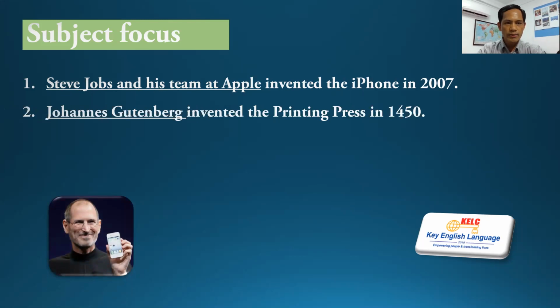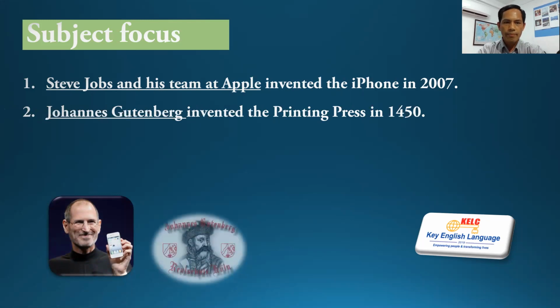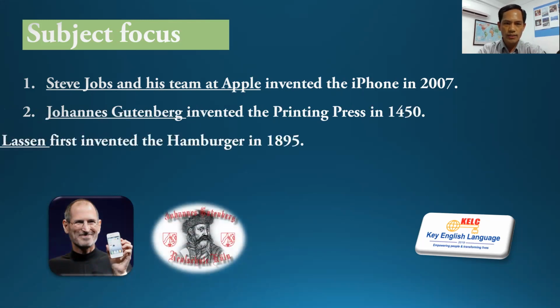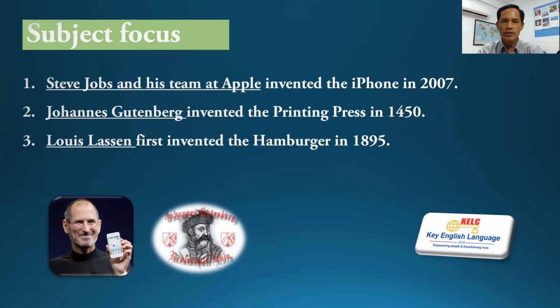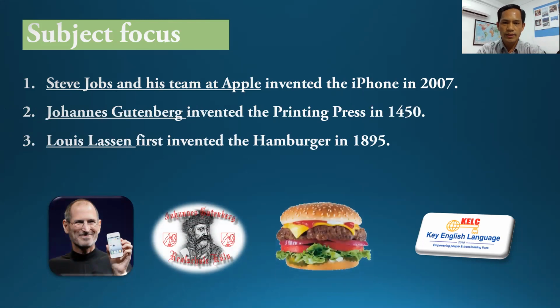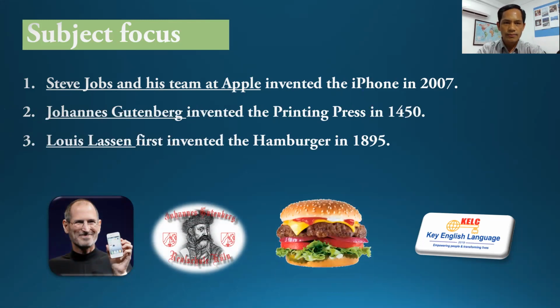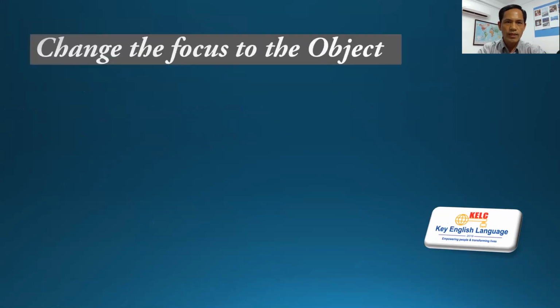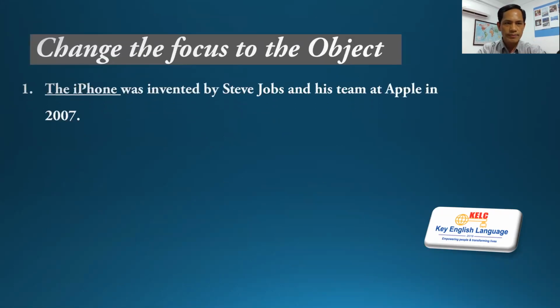Another one is Johannes Gutenberg invented the printing press in 1450. The same, we focus on the subject. Louis Larson first invented the hamburger in 1895. The focus here is all the subjects, not the invention. We'll move on to the focus now. Change the focus to the object.